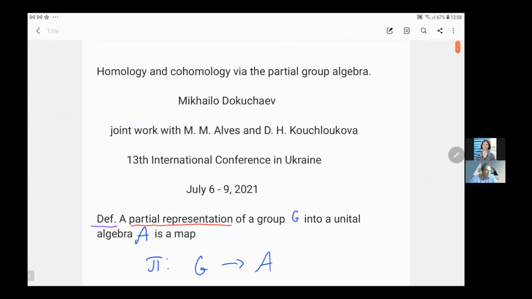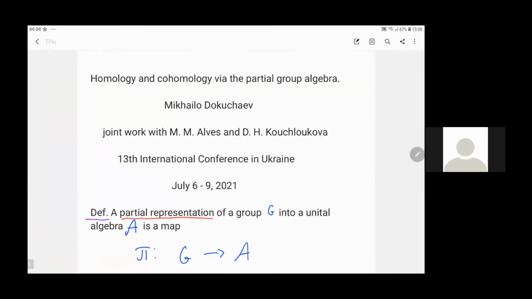I'm going to speak about a joint work with Marcelo Alves and Desislava Kushlukova. Marcelo Alves is from Curitiba, Federal University of Paraná, Brazil, and Desislava from Campinas, from State University of Campinas. The work is based on cohomology related to partial group algebra.